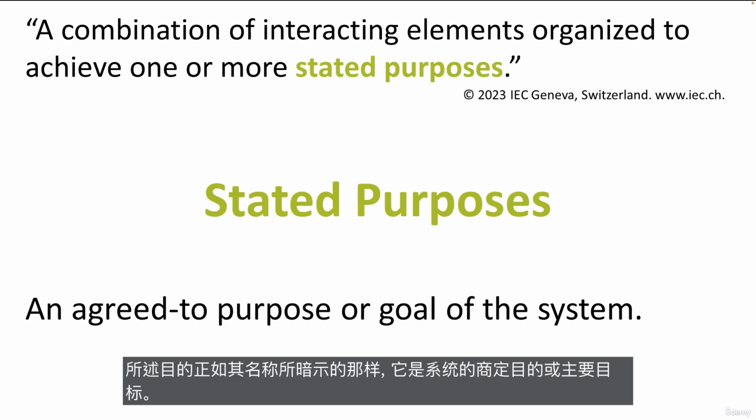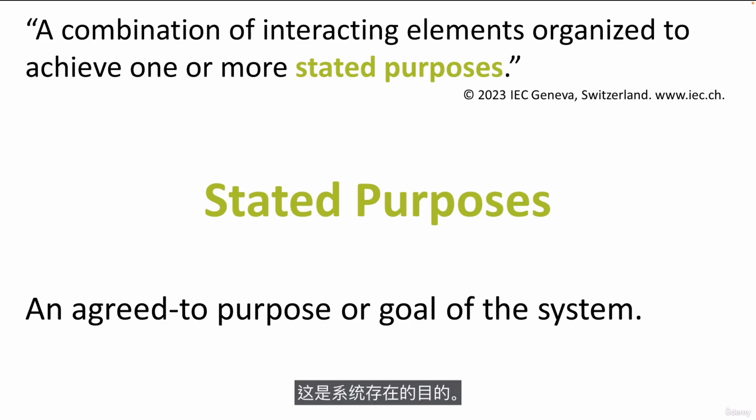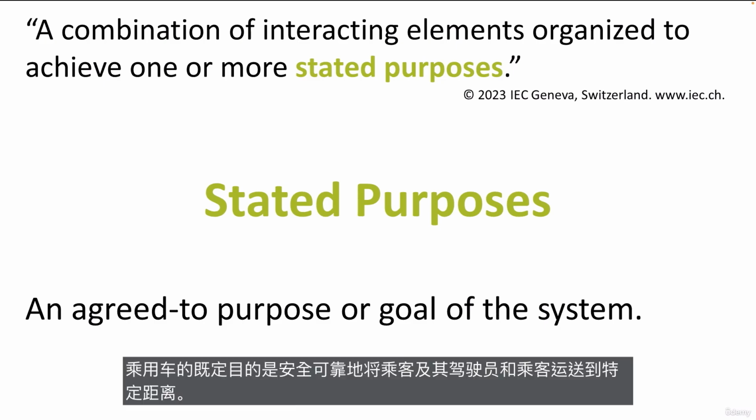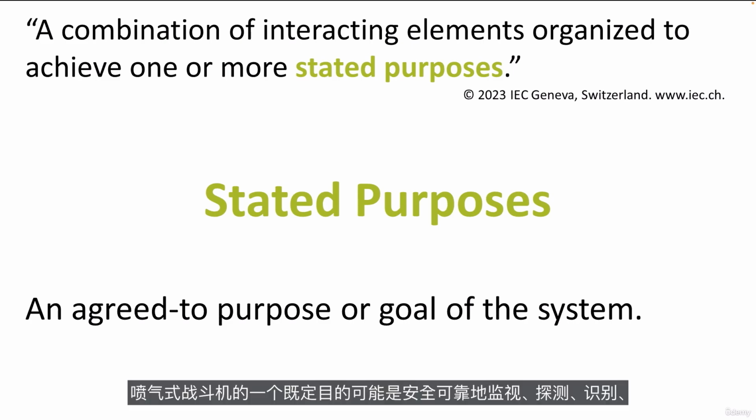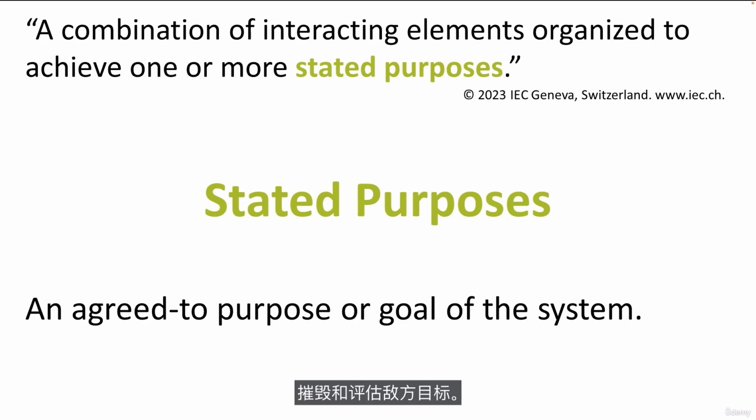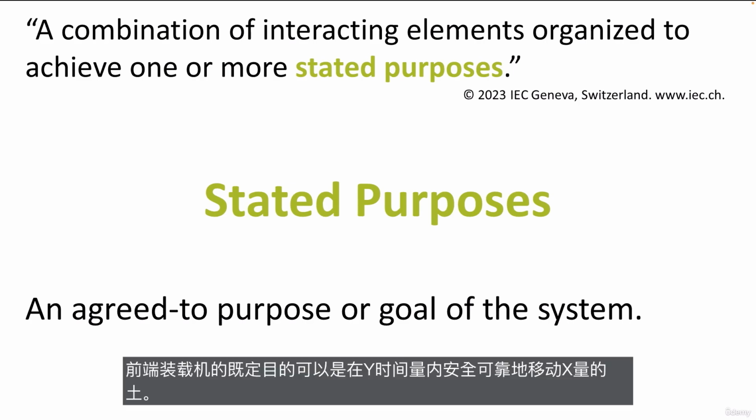The stated purposes is just as the name implies. It's an agreed-to purpose or primary goal of the system. It's the purpose for which the system exists. The stated purpose for a passenger car is to safely and reliably transport its driver and passengers to specific distances. A stated purpose for a jet fighter could be to safely and reliably surveil, detect, identify, attrite, and assess enemy targets. A stated purpose for a front-end loader could be to safely and reliably move X amount of earth over Y amount of time.